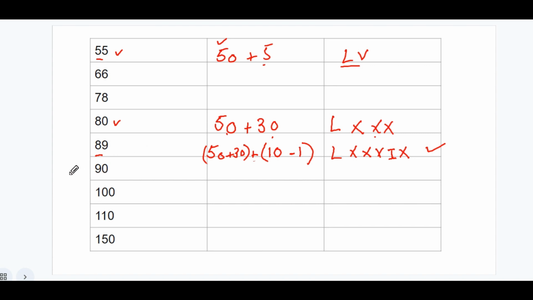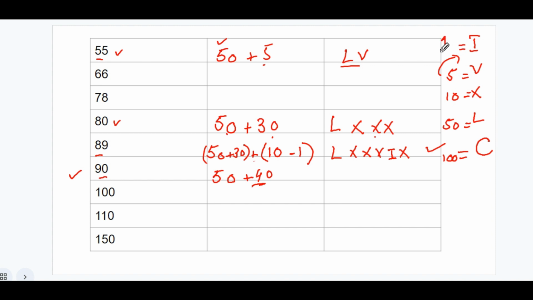Now where the problem is going to happen is in 90. For 90, look here how I can break my 90 like this, 50 plus 40. Now look again, 4 came over here. So what we need to do now, we need to go back in our table, that is I, V, X, L, and the next letter is C. C is equal to 100, L is equal to 50, X is equal to 10, V is equal to 5, and I is equal to 1.